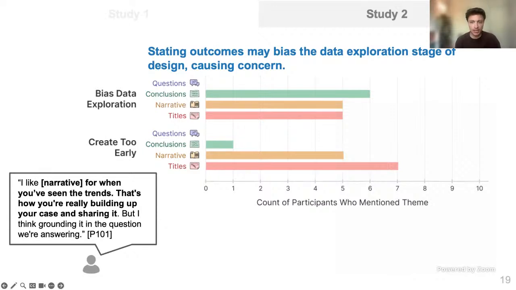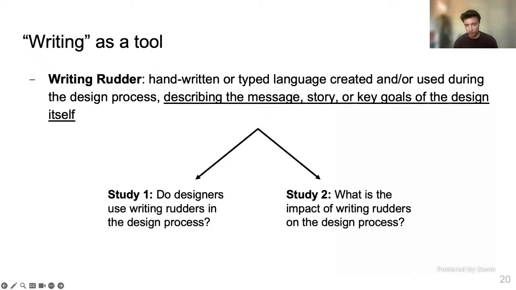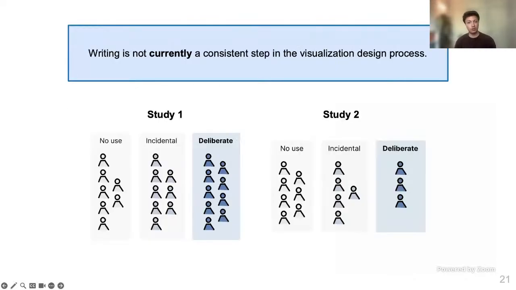So you've seen the trends in the data, and now you can kind of go on, write your story, and get a better sense of how to shape the storytelling component of the design without potentially biasing the data exploration stage. So let's return to our original research questions. We want to know if designers use writing and if it has any impact on the design process. Well, first, we know that designers really don't use writing that frequently.